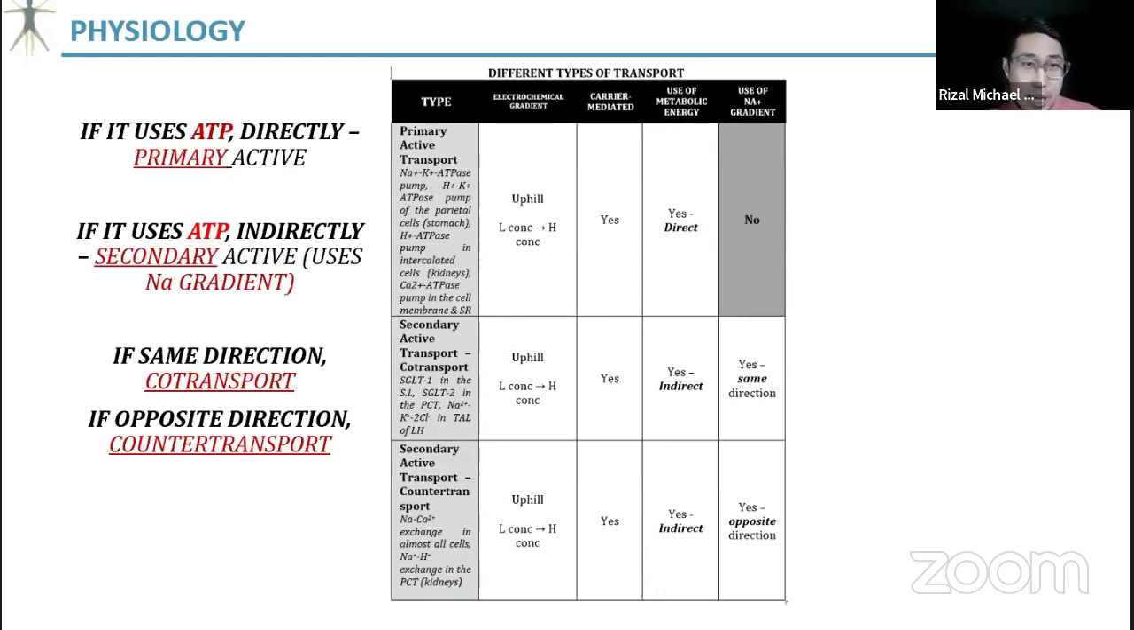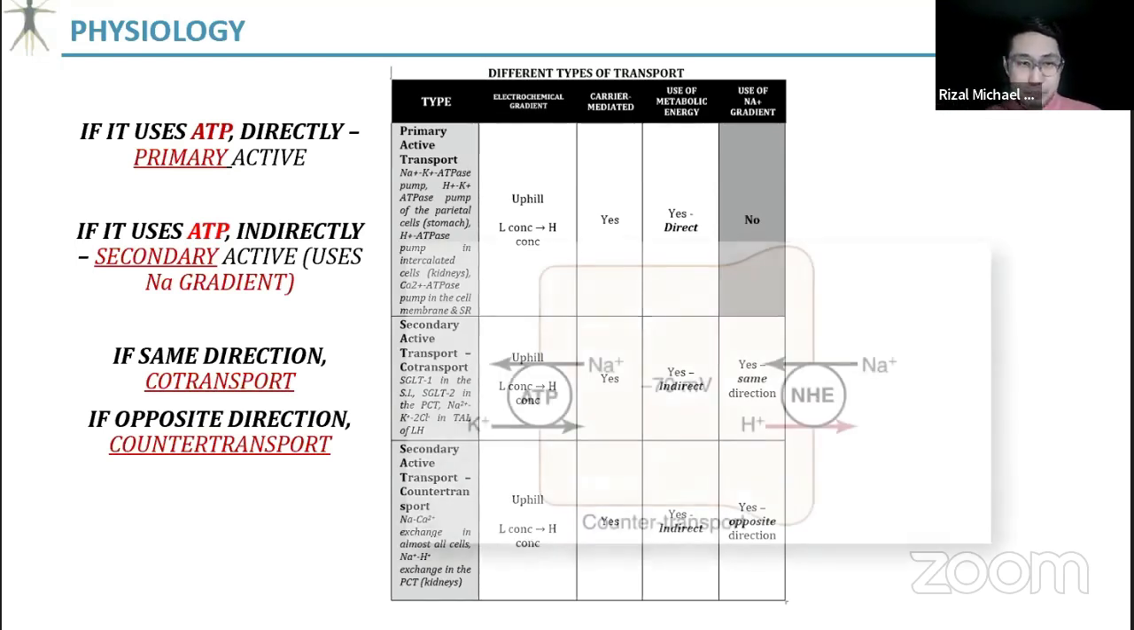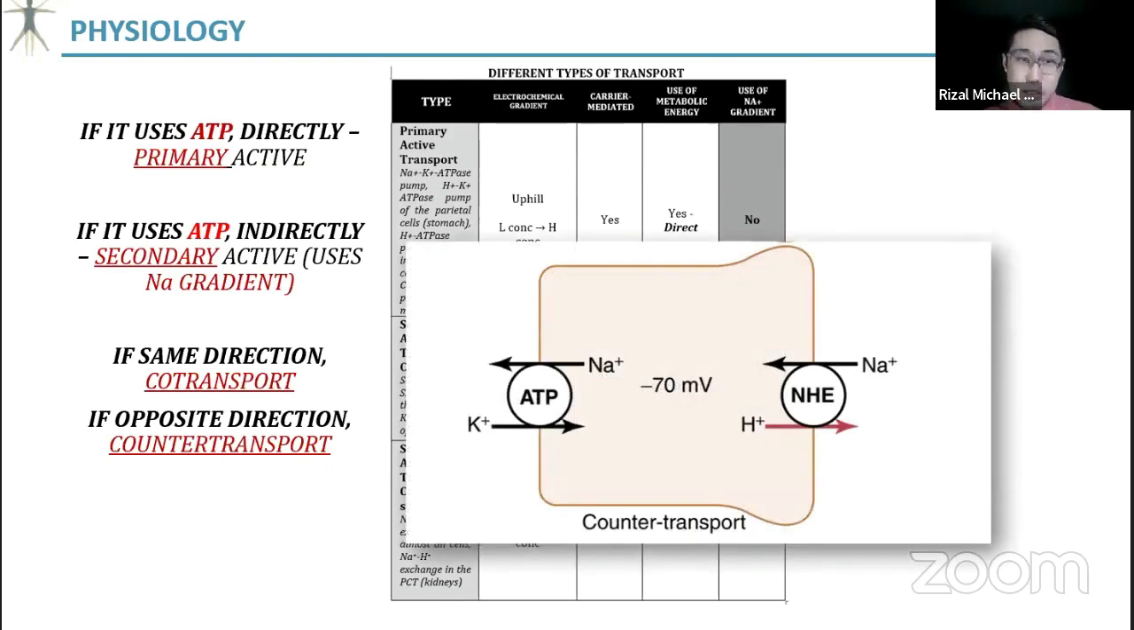So for example, here, the usual clue is that lahat ng may ATPase are primary active, and lahat ng may sodium, lahat ng kasama ng sodium, madalas secondary active sila. So for example, we have this one. Your sodium-potassium ATPase pump here is a primary active, diba? So it brings sodium out of the cell and potassium in, diba? The mnemonic PISO, potassium in, sodium out.